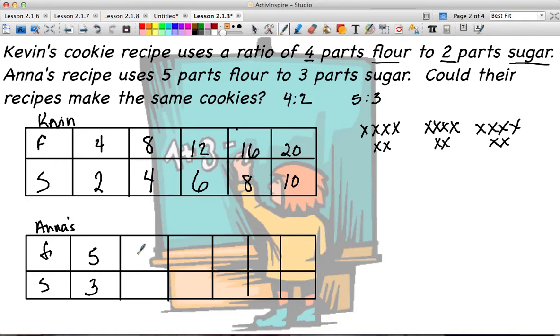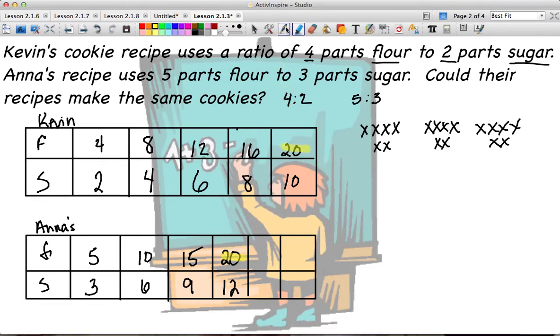So if I do 10 parts flour, I have to do 6 parts sugar. If I do 15 parts of flour, I have to do 9 parts sugar. And if I do 20 parts flour, I have to do 12 parts sugar. I know I can stop here because if I look, I see that I have 20 parts flour and 20 parts flour.